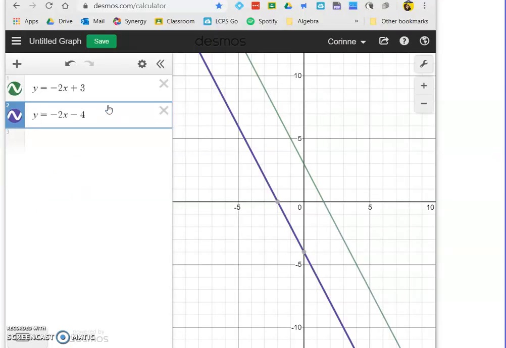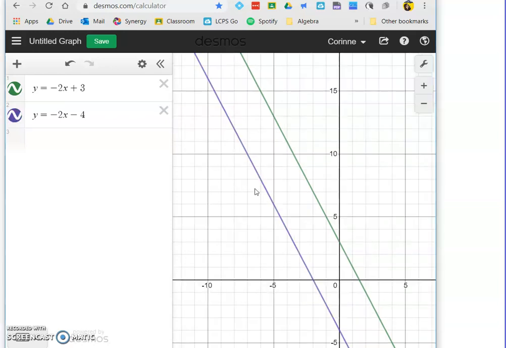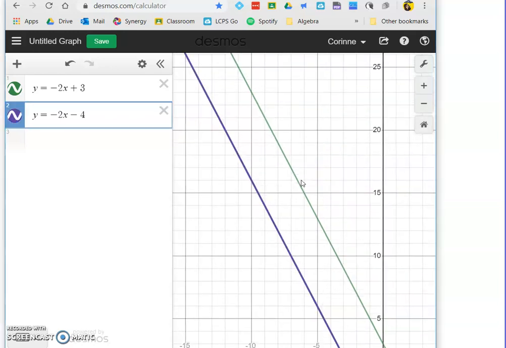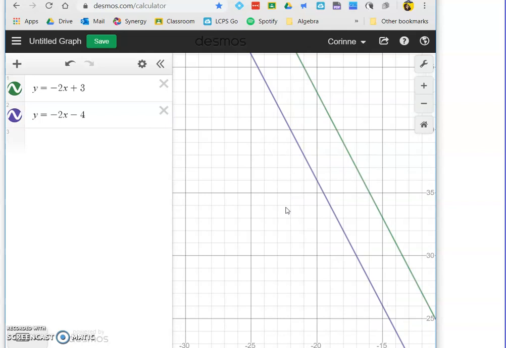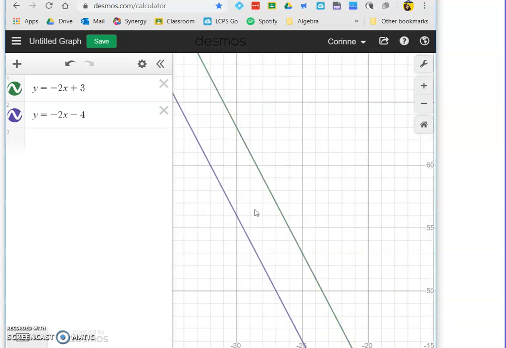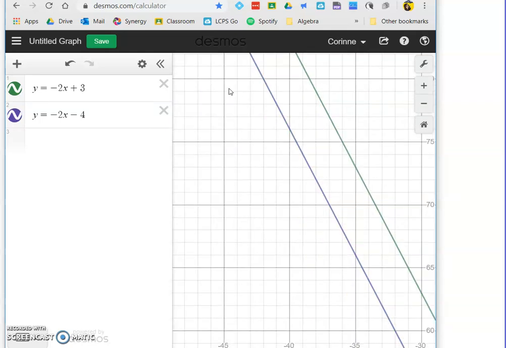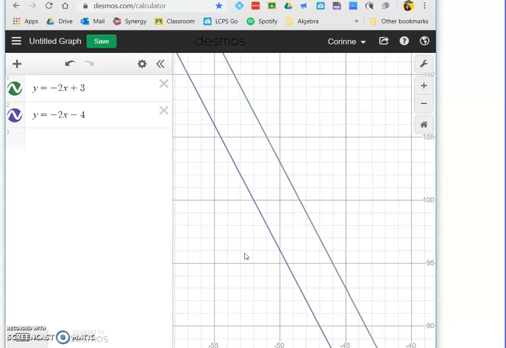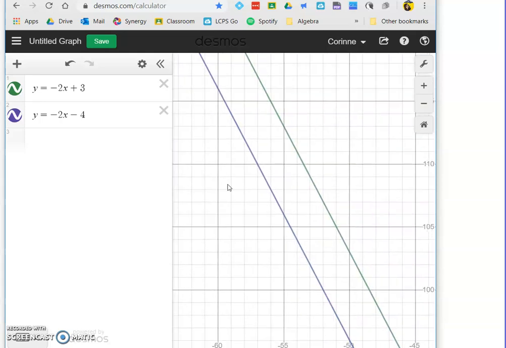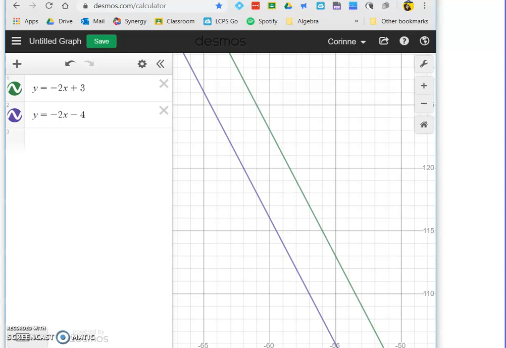And so I have the same lines here on the graph. And you can see if I pull on this as far out as I can go, do you think these lines are ever going to intersect? Do you think they're ever going to cross each other? And in fact, they are not.